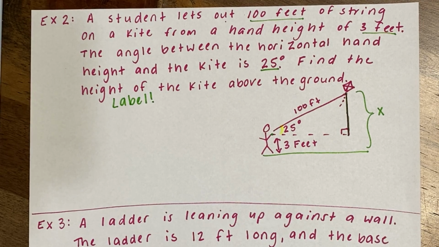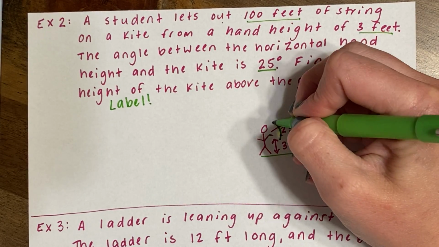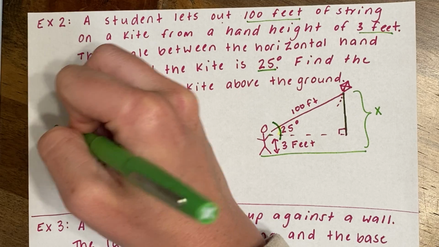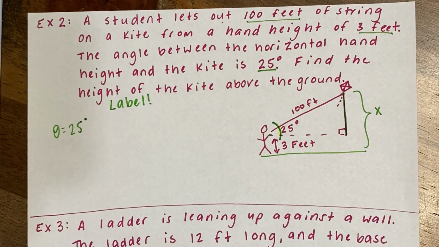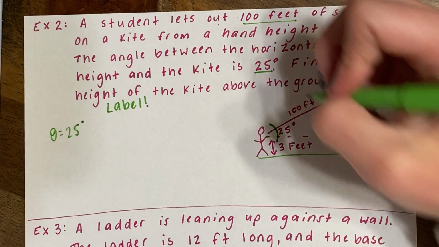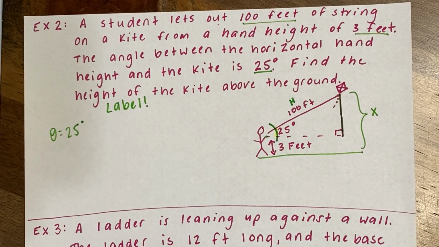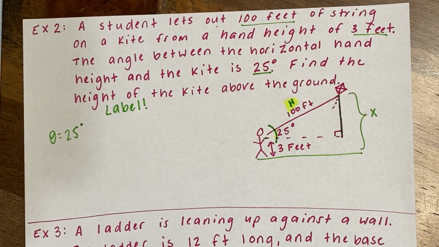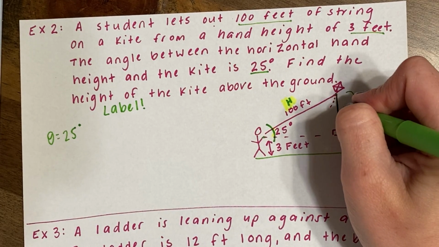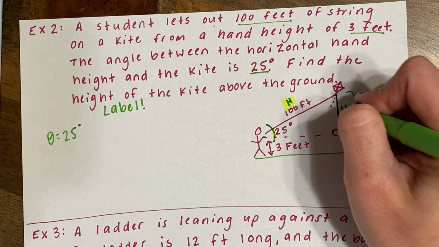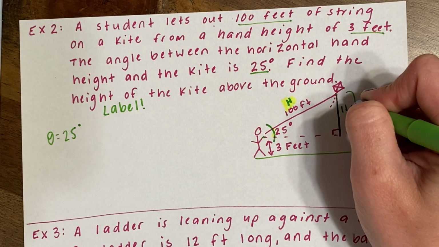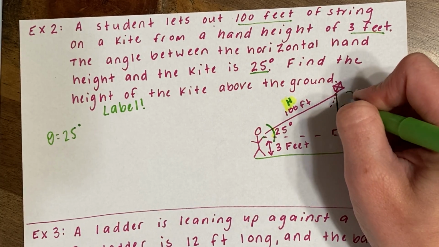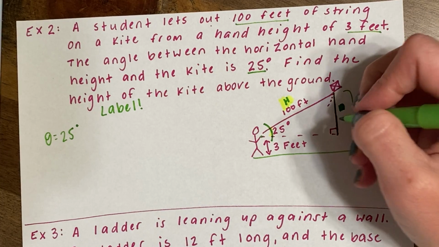Okay, so let's label. This is my angle. Theta is 25 degrees. My hypotenuse is 100. I'll put this in yellow so we can see. We are trying to find this. Let's call it, I was gonna say H for height, but we already used that for hypotenuse. Let's use Y.